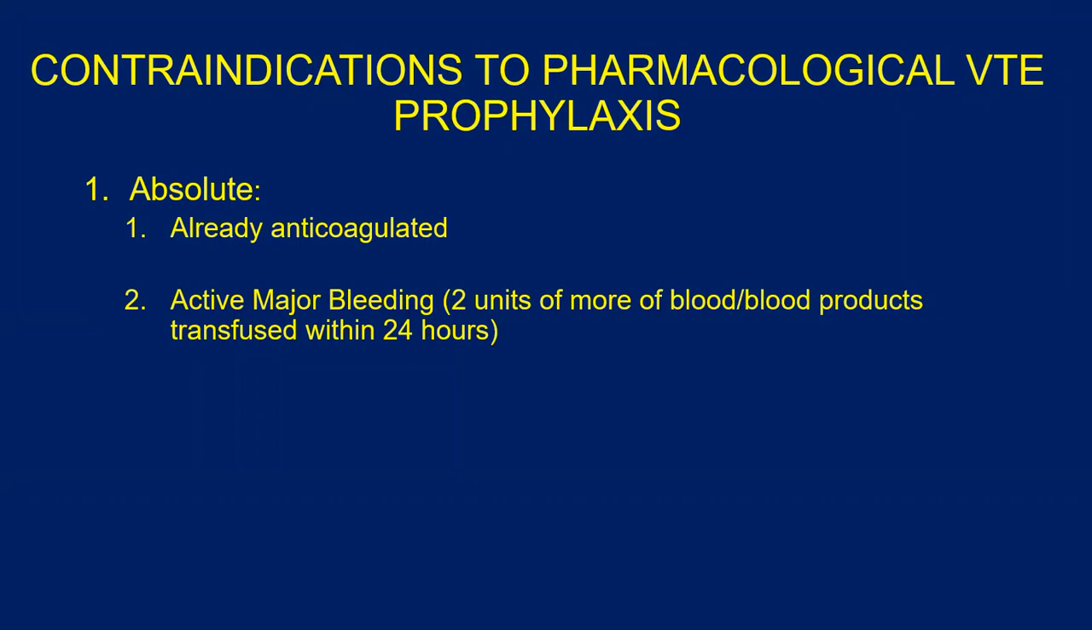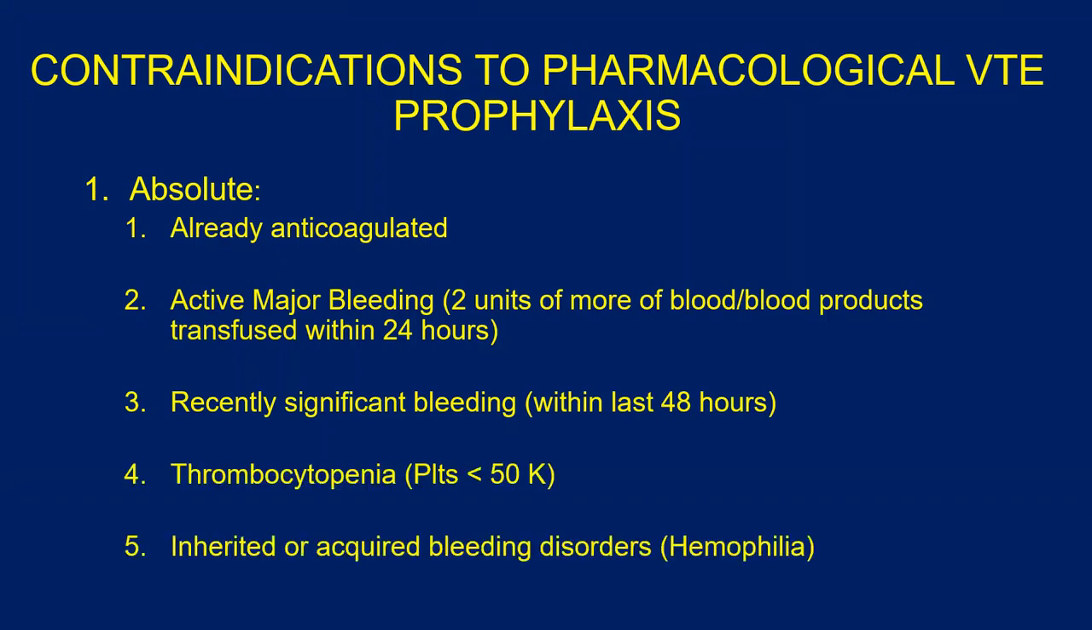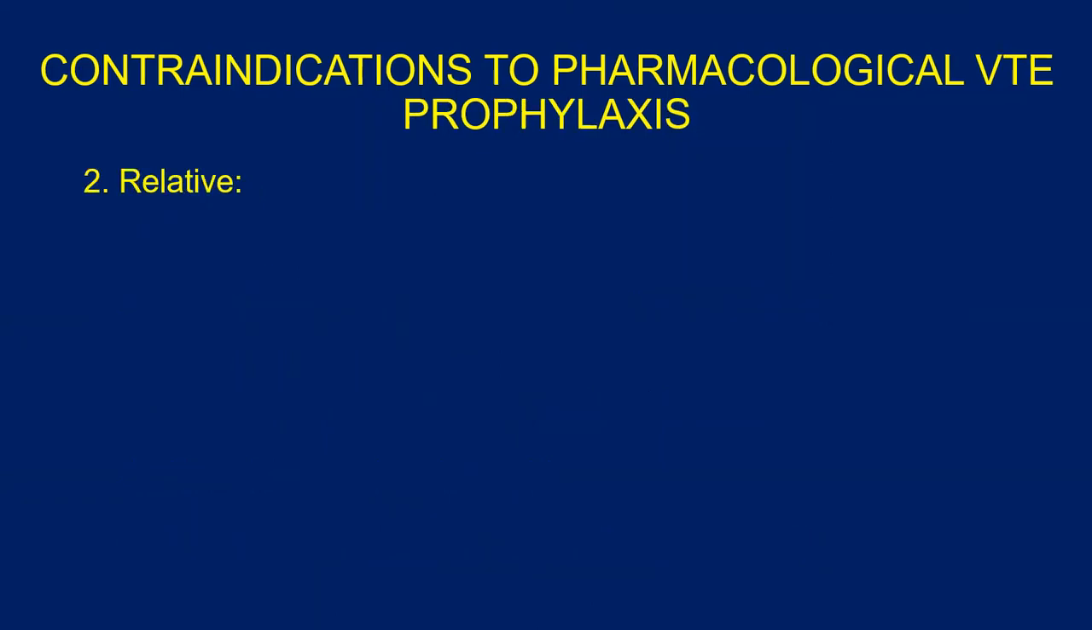Another absolute contraindication is if they have active major bleeding, meaning 2 units or more of blood or blood products transfused within 24 hours. If they have recent significant bleeding within the last 48 hours, obviously if they have thrombocytopenia less than 50, or they have an inherited or acquired bleeding disorder, then it's contraindicated.